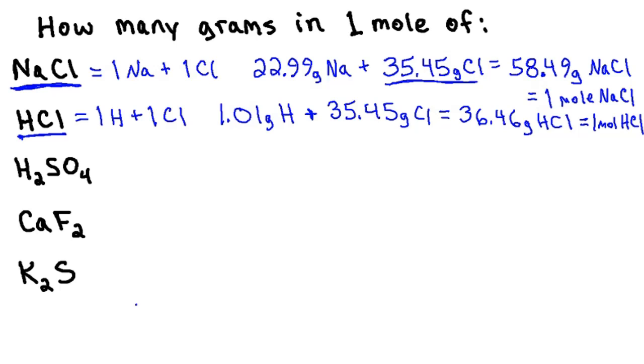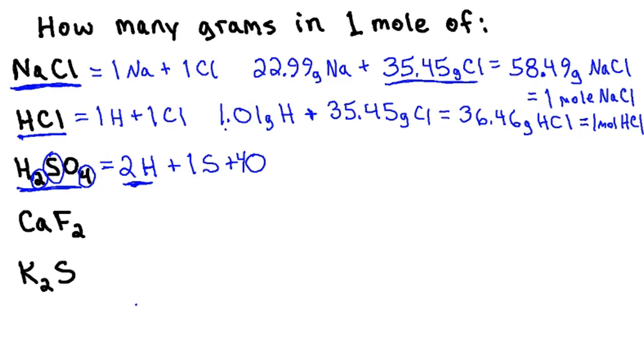Now let's look at our next one. Sulfuric acid. Now this sulfuric acid, because it has H2, the 2 is after the H, that means we're going to need 2 moles of hydrogen plus 1 mole of sulfur plus oxygen. But look, after the oxygen we have a little number 4 there. So that means we're going to need 4 moles of oxygen. So let's start with the 2 moles of hydrogen.